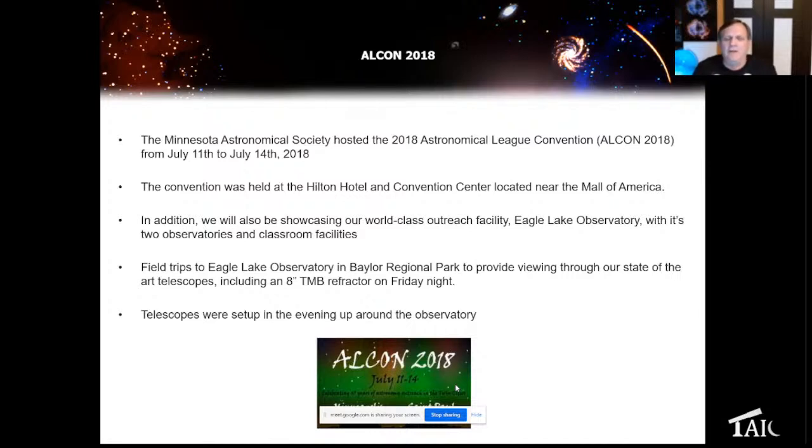And I'll never forget that. I was pretty excited about it, because I was barely into the club, and I had all these people stopping by asking me questions about my telescope. So I was really overwhelmed at the attention that I got during that event.